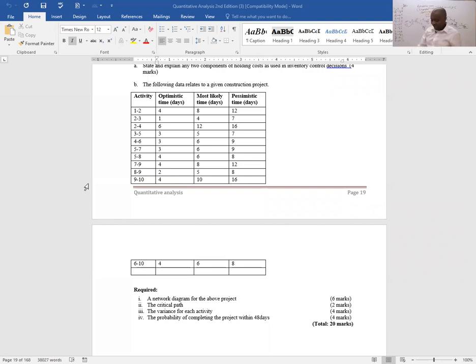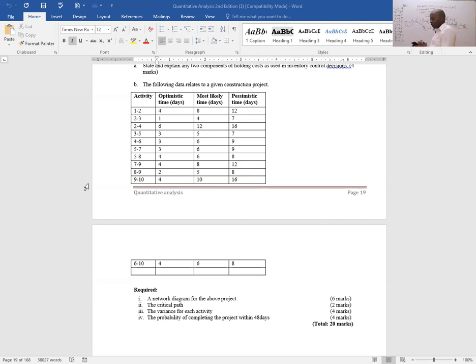So A has 8. Please go to B. For B, I'm supposed to take the optimistic, which is 1, plus 4 times the most likely, which is 4, plus 7. Whatever I get, I divide by 6. 6 is a common constant for all of them. So B's expected time is 4.